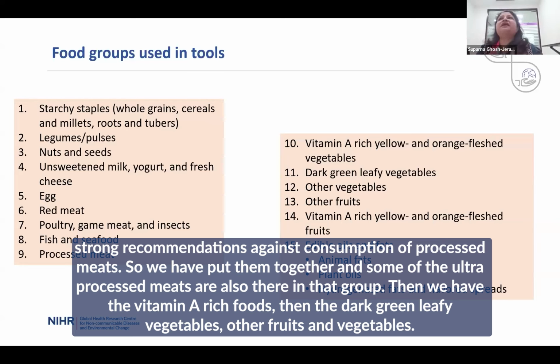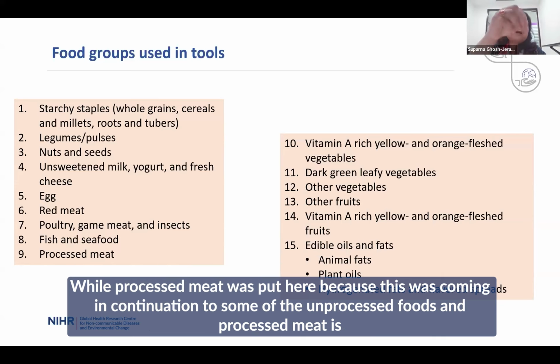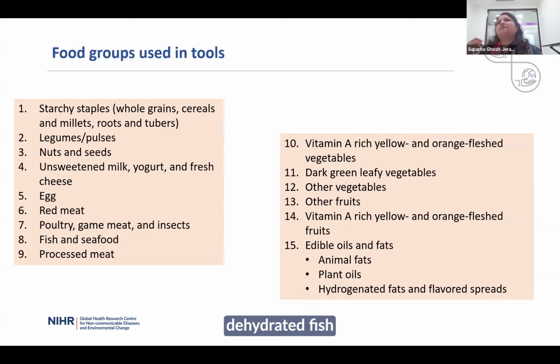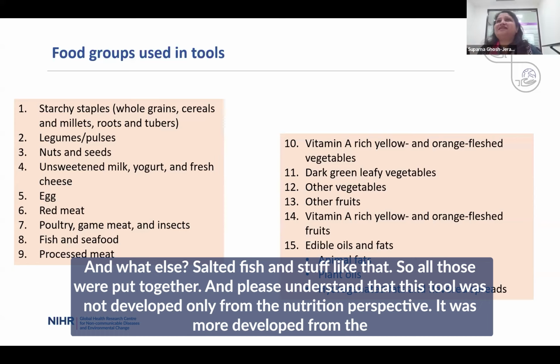So we have put them together, and some of the ultra processed meats are also there in that group. Then we have the vitamin A rich foods, then the dark green leafy vegetables, other fruits and vegetables. Why was processed meat put here? Because this was coming in continuation to some of the unprocessed foods, and processed meat is a kind of food which is consumed quite extensively in some of the low middle income countries, like smoked meat, dehydrated fish, and what else? Salted fish and stuff like that. So all those were put together.